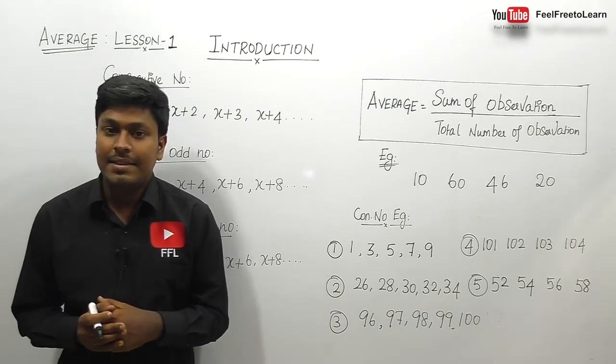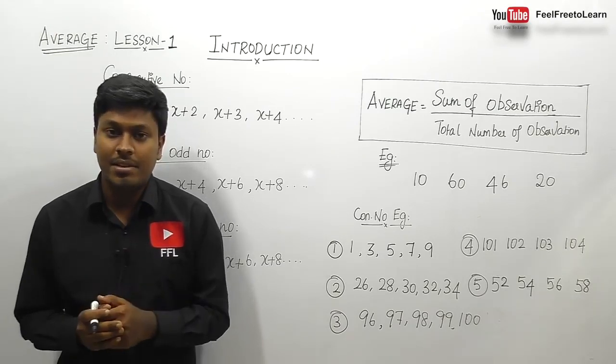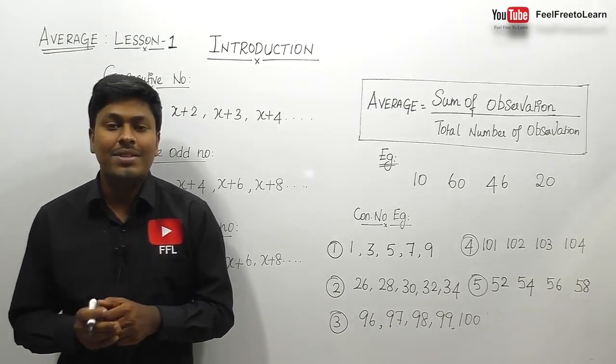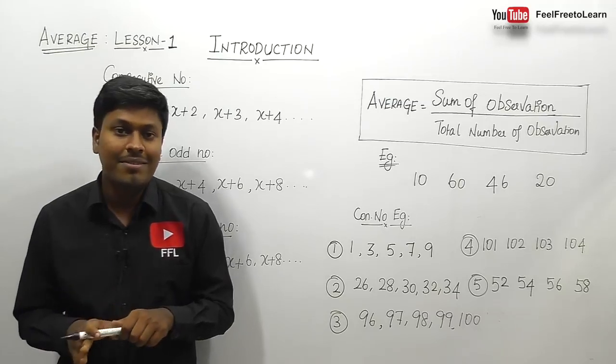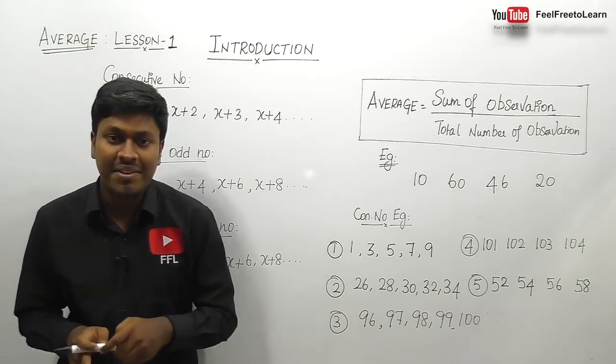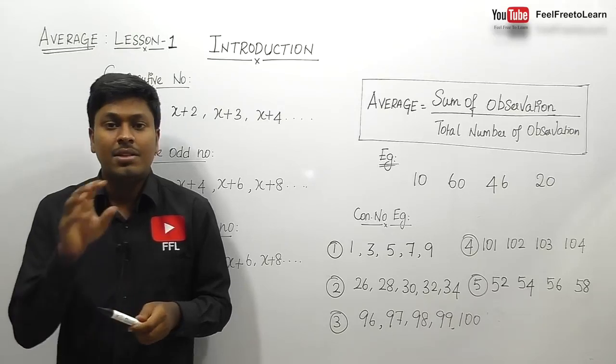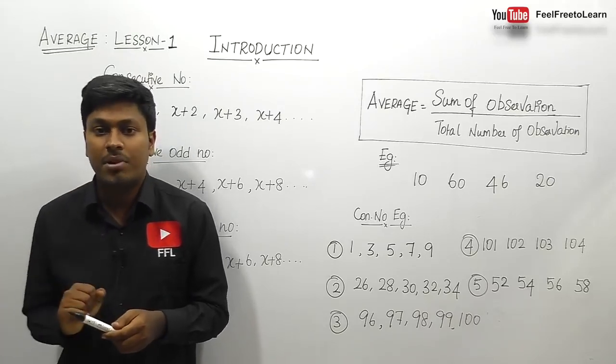So friends, in this lesson number 1, we are going to learn an introduction on the topic called average. Everyone who is preparing for competitive exams, I think you know how to find an average, right? Average is equal to the sum of observations divided by the total number of observations.